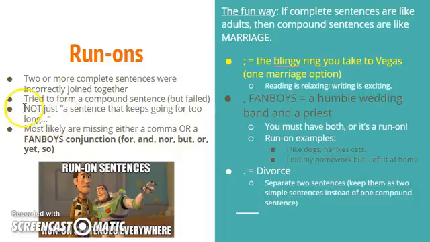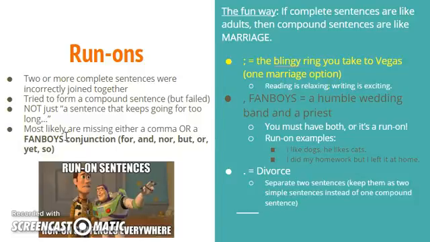Now, a lot of people like to say, oh, a run-on is just a sentence that keeps going for too long, and it goes on and on and on forever. But that's wrong. That definition is not grammatically correct. It's, again, two or more sentences that were joined together incorrectly. Most run-ons are the same type. Most of them are missing either a comma or a FANBOYS conjunction. FANBOYS or coordinating conjunctions are for, and, nor, but, or, yet, so, or FANBOYS.